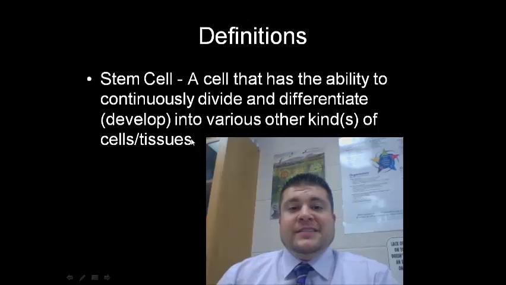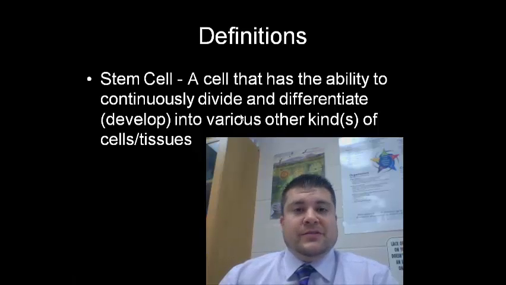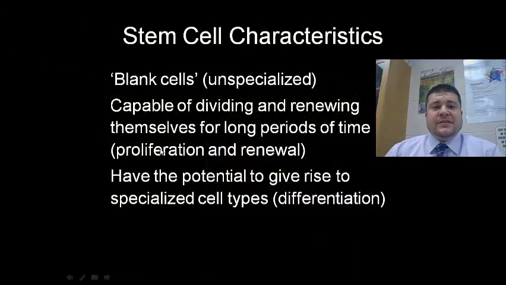A stem cell is a cell that has the ability to continuously divide and differentiate or develop into various kinds of cell tissues like muscle tissue or nervous tissue or skin tissue. The characteristics of stem cells is that they're kind of like blank cells. They're unspecialized. They have the capability of dividing and renewing themselves for long periods of time. They're actually in us all the way up until we die so that we can still make new cells. So they have the potential to give rise to specialized cells, and that's what differentiation really is.